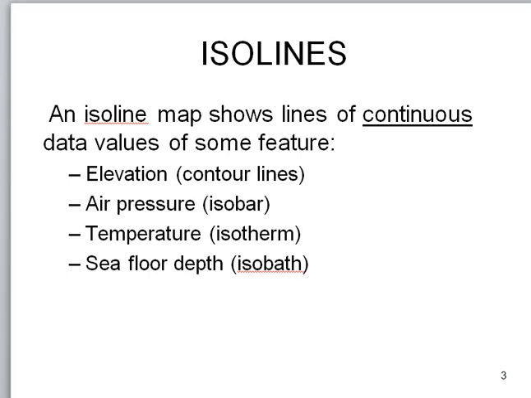So topographic maps make use of isolines, and we looked at isolines when we talked about isobars for air pressure. But we're going to be looking at elevation lines or contour lines. And the elevation line is just a line of continuous elevation, so with no change.